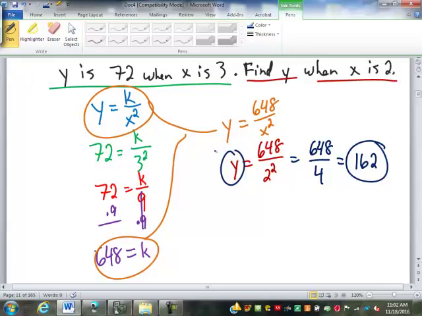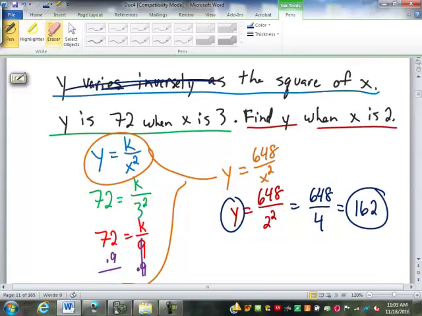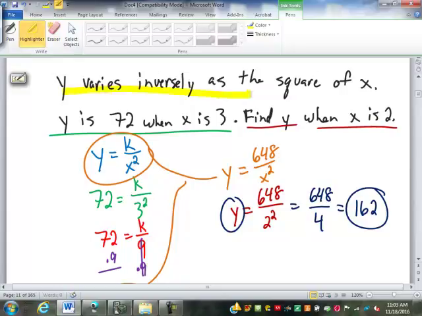Now I'm going to pause for a second here before I go to the next example and just analyze this. One of the things that's very important to do when you're dealing with numbers is to step back and take a common sense viewpoint of things. This is an inverse relationship. Y varies inversely as the square of x. So what that means is if x gets larger, y has to get smaller. And if x gets smaller, y has to get larger.